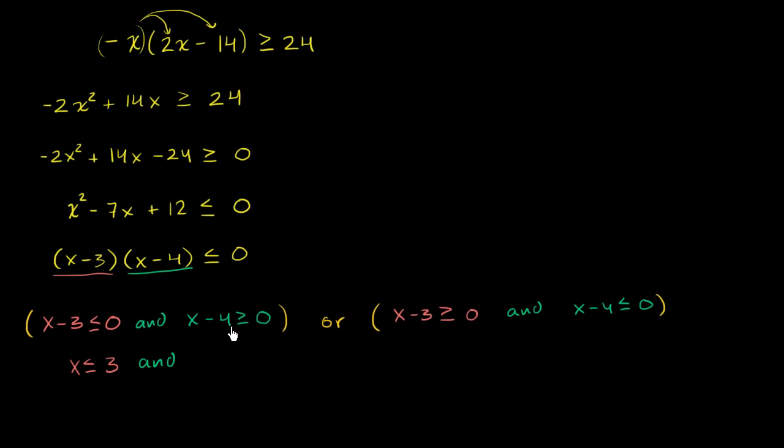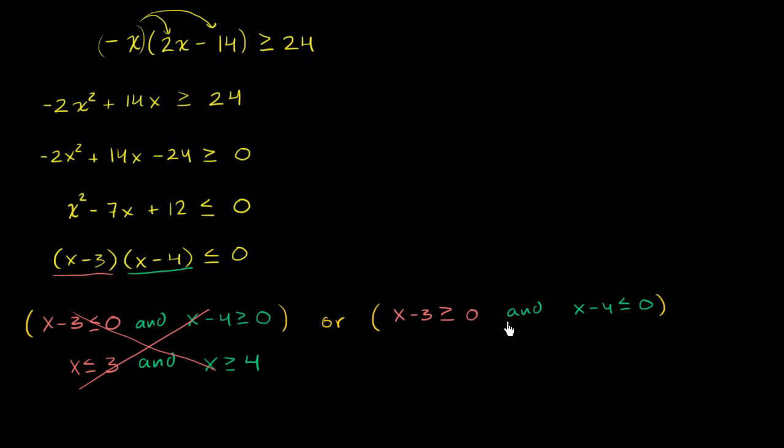If you add 4 to both sides of this, you get x is greater than or equal to 4. So what values of x are going to be less than or equal to 3 and greater than or equal to 4? Well, anything that's less than or equal to 3 is not going to be greater than or equal to 4, and anything that's greater than or equal to 4 is not going to be less than or equal to 3. So there's no x value that can satisfy this situation right over here. There's no x value that will result in this one being negative and this one being non-positive and this one being non-negative.